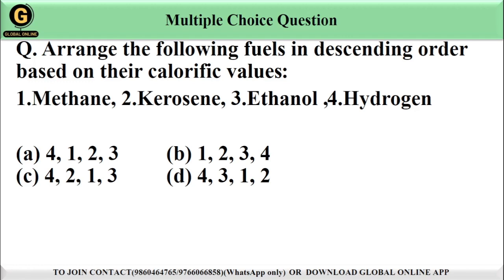So guys, hydrogen has the highest calorific value among the given fuels, making it the most energy dense. Next is methane, followed by kerosene and then ethanol. The calorific value indicates how much energy is released during the complete combustion of a fuel, and hydrogen's high value makes it an efficient source of energy. So the correct answer among the options is option A, 4, 1, 2, 3.